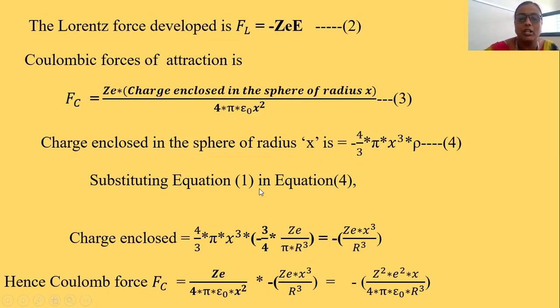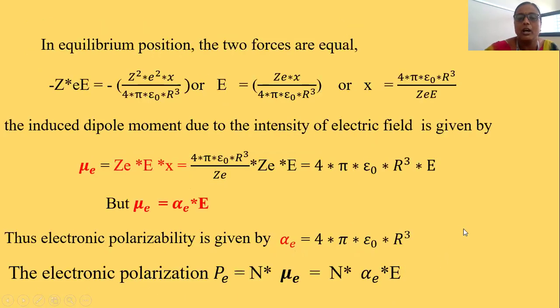Substituting equation 1 in equation 4, we get the Coulombic force FC equal to minus Z square e square x by 4 pi epsilon naught R cube. In equilibrium position, the two forces are equal, that is the Lorentz force and the Coulombic force. So the Lorentz force is minus ZeE and the Coulombic force, which we have derived, is minus Z square e square x by 4 pi epsilon naught R cube.